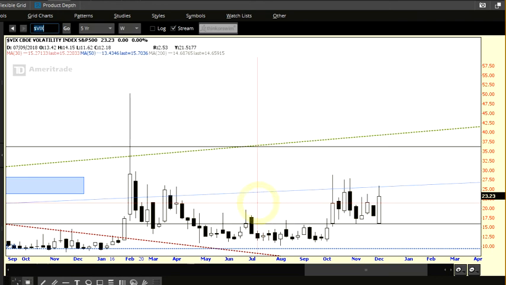Volatility is just a derivative of a derivative of option prices. Long story short, it's related to selling. So volatility picks up when selling picks up. Okay. All right. We can look at Treasury yield.